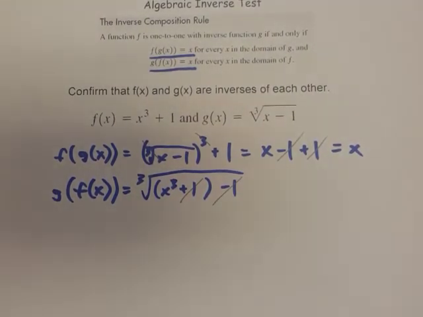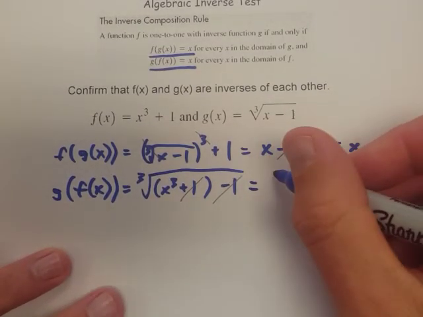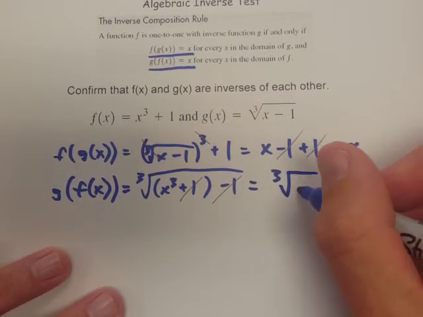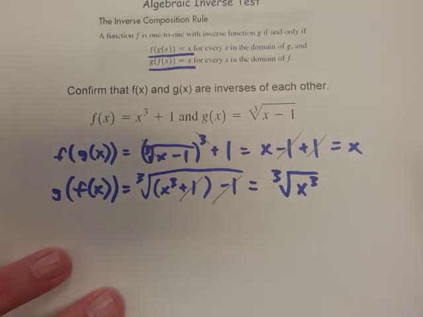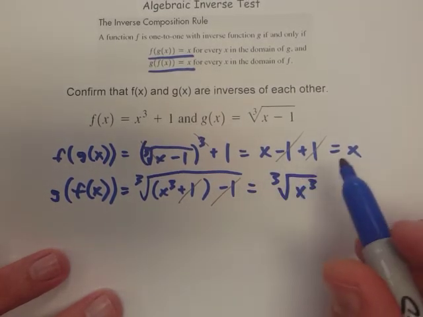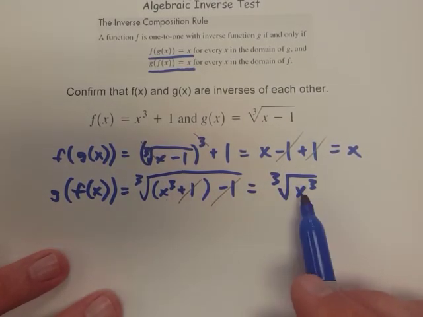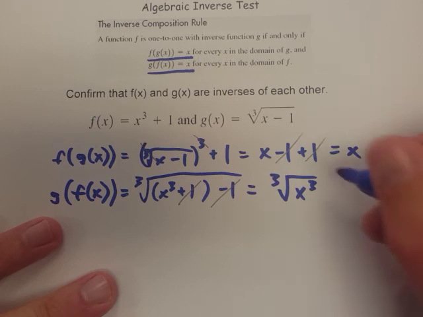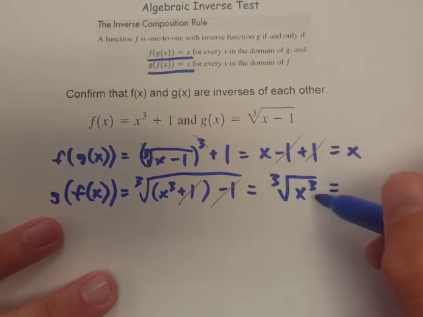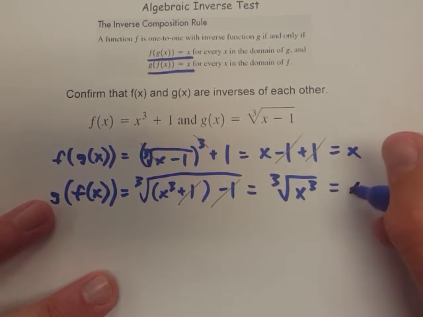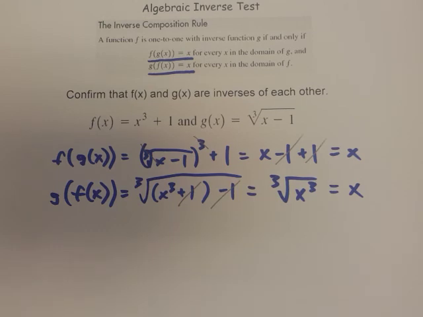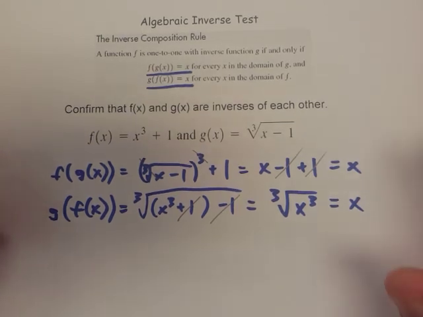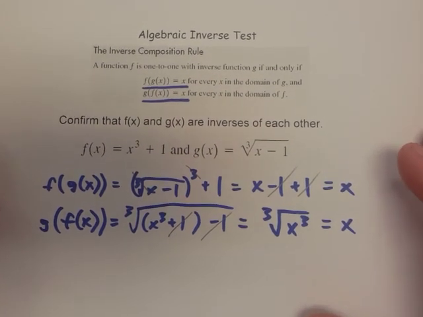Once we get that taken care of, we can rewrite this problem as the cube root of x cubed. It's really important to me that you show that transition, because that actually shows that you know what's happening in this problem, that you can show me an intermediate step. Because now, of course, cube and cube root cancel each other out and we get x. If you get both of those directions, then we can say that we've shown the algebraic inverse test.